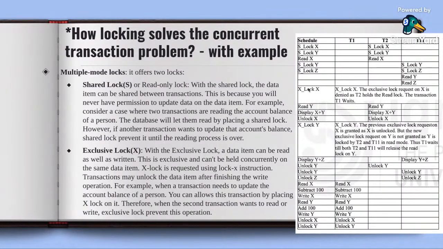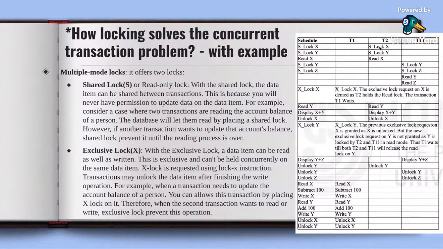Okay, let's see. Till here it was clear. Till here there were shared locks, and two transactions could place the shared lock on the same item, which is Y. But from here things change. Now comes the exclusive lock, which is denoted by X. So lock X, the exclusive lock request on X, is denied as T2 holds the read lock. If there's already a read lock on a particular data item, then you can't put an exclusive lock on it unless it's released.